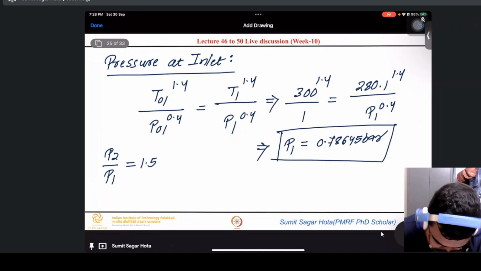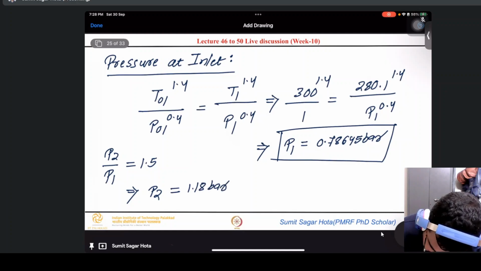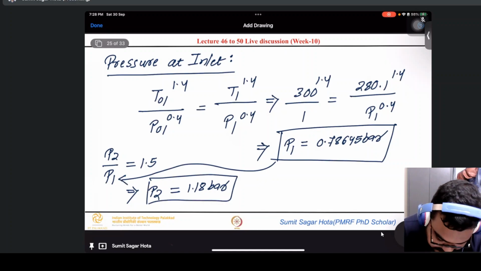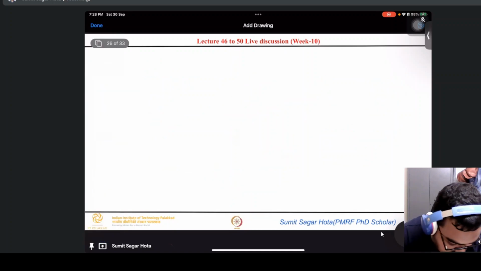Okay, P2 by P1 is 1.5. So now what is P2? P1 you know, it is 0.18 bar. This is your P1, so get your P2. If you get your P2, now we find out T2. What is T2?